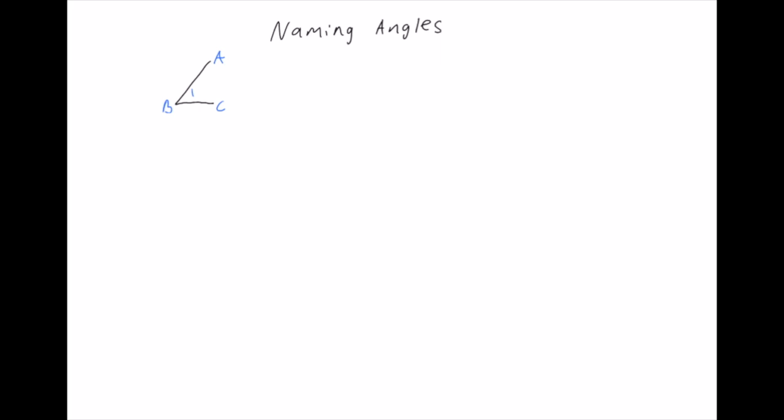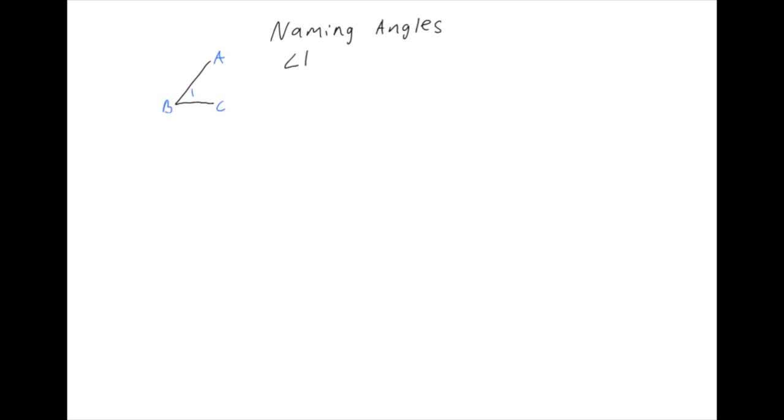Naming angles. So we have an angle here. We have an angle number, which is 1, and then we have letters A, B, and C. So you can name it using the number, or you can name it using the letters A, B, and C. So a few different ways you can name it. One way, the easiest way, is angle 1. You've got a number there, you call it angle 1.